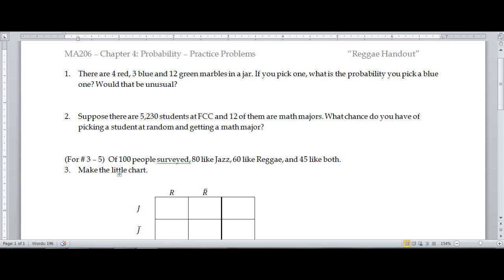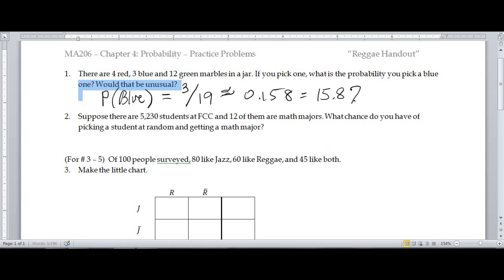There are 4 red, 3 blue, and 12 green marbles. If you pick one, what is the probability you pick a blue one? Okay. So how many blue do we have? We have 3 blue. Out of a total, how many? Let's see, 4 and 3 is 7, plus 12 is 19. So 3 out of 19, if you calculate that, that's roughly 0.158, which is 15.8%. Okay.